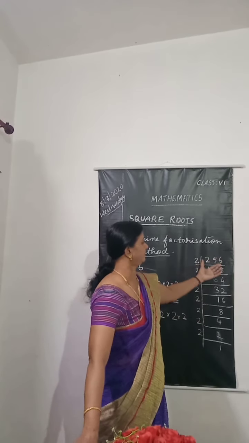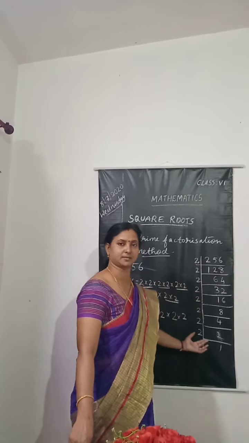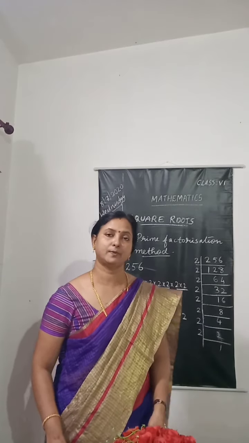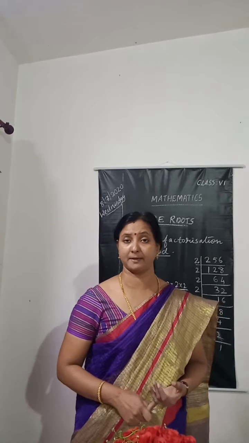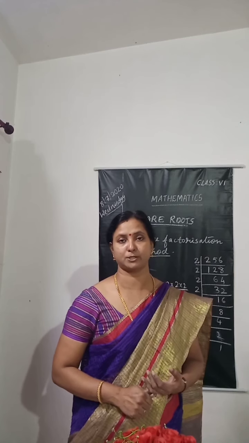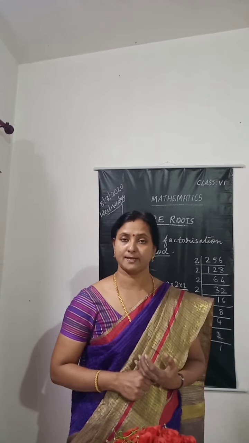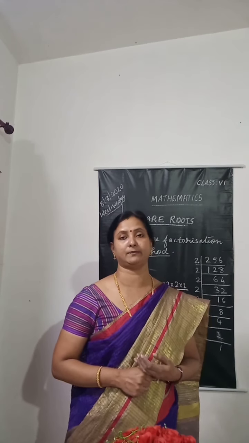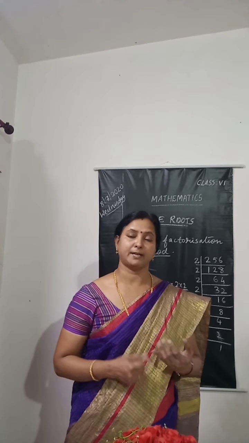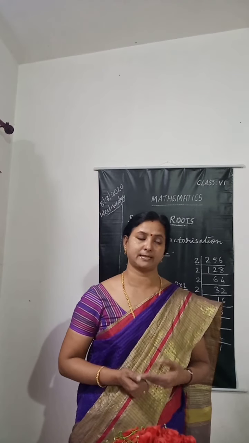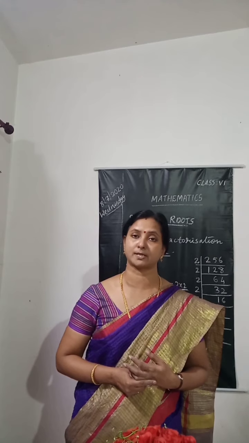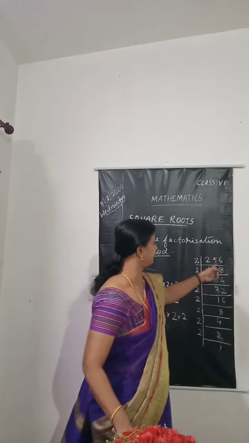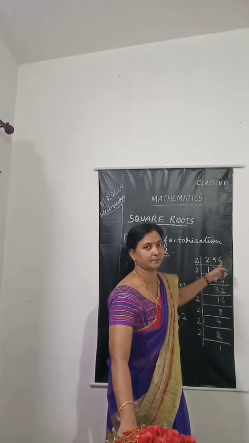First of all, you want to prime factorize the number 256. Prime factorize means you will divide the number by prime numbers. First prime number is 2. First you will see whether the given number can be divided by 2. If a number is divisible by 2, that number will end with 0, 2, 4, 6 or 8. Here the number ends with 6. So it can be divisible by 2.